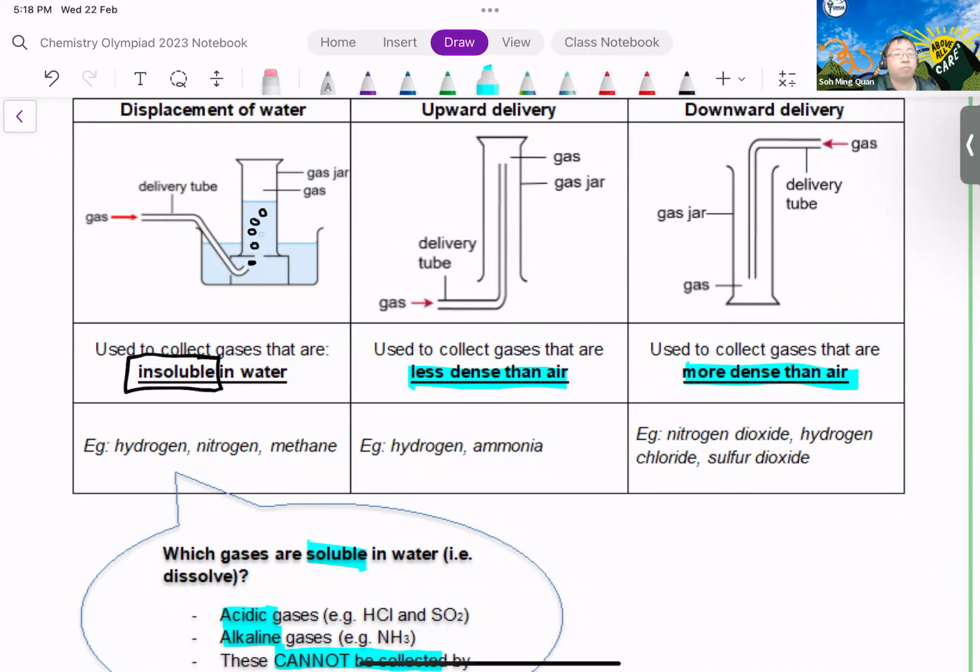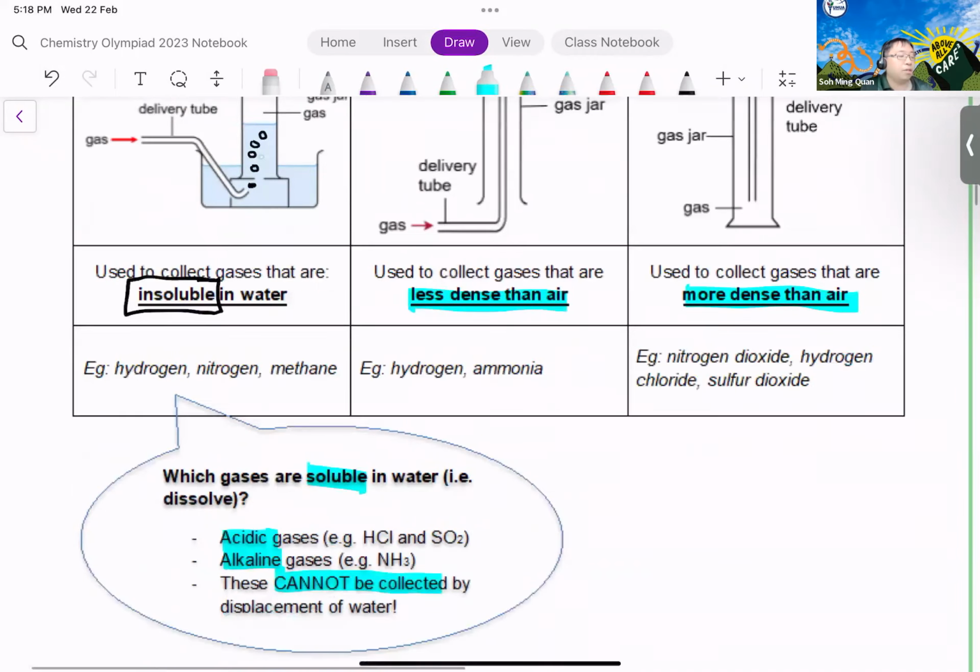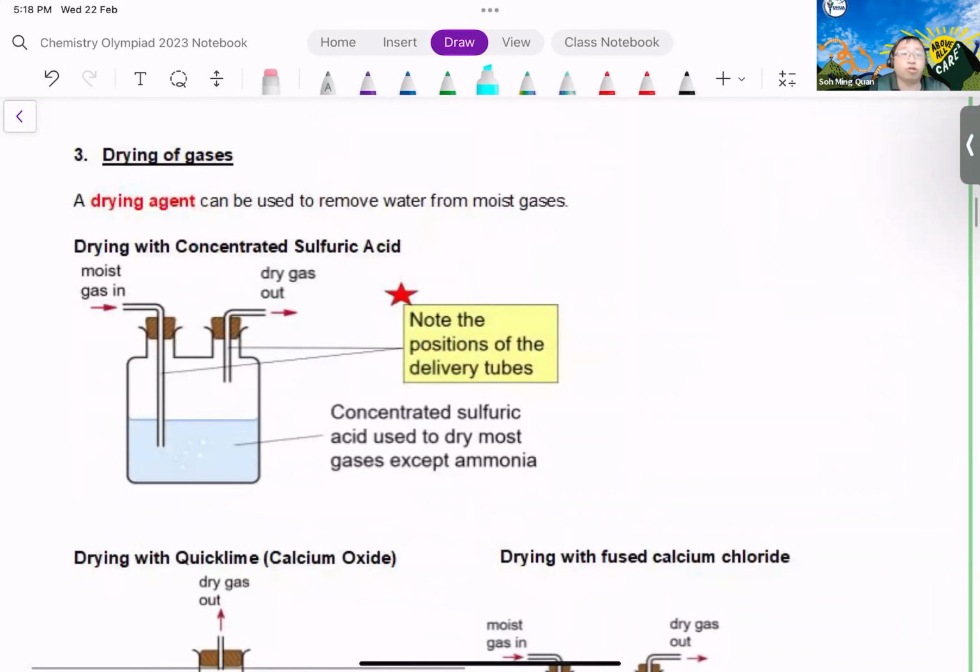Let's move on. Besides collection of gas, you must also learn how to dry gases. We usually use different drying agents. There are 3 drying agents you need to know: concentrated sulfuric acid, calcium oxide, as well as fused calcium chloride. Concentrated acid can be used to dry gases. However, it's an acid.